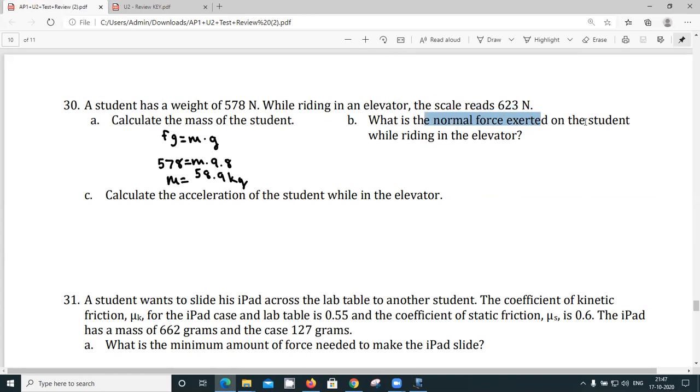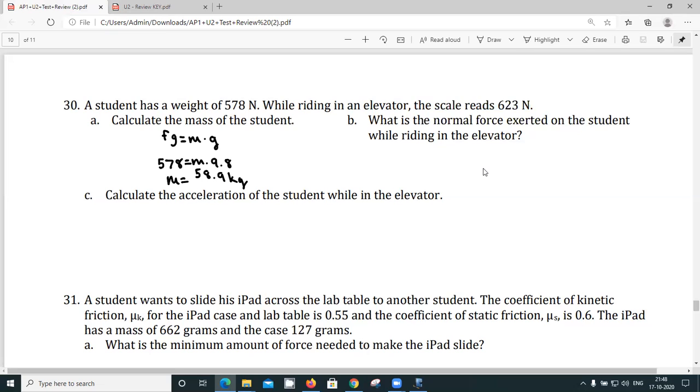So what is the normal force exerted on the student? 623 newtons. Why is it so? Because that's what the scale is reading. Yeah. So basically, even with a weighing scale in the house, when you stand on it, your weight is acting on the scale, and the scale is exerting a normal force on your body.